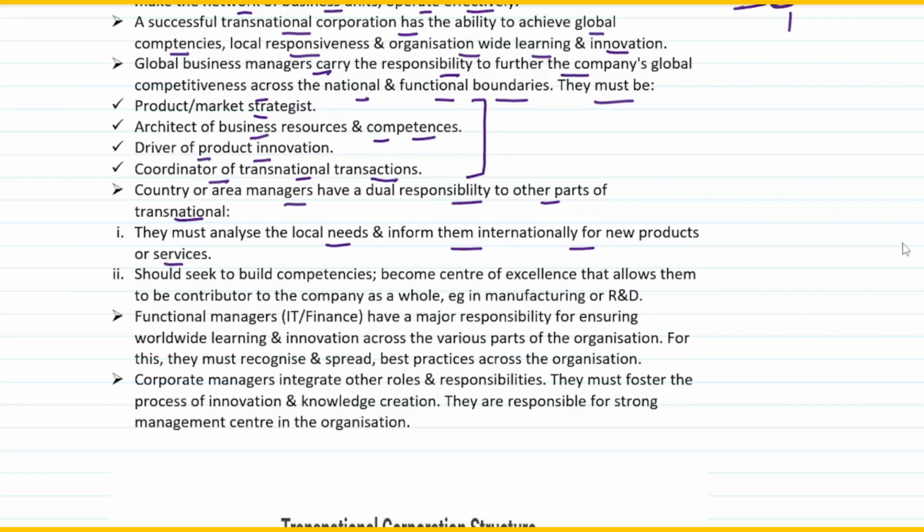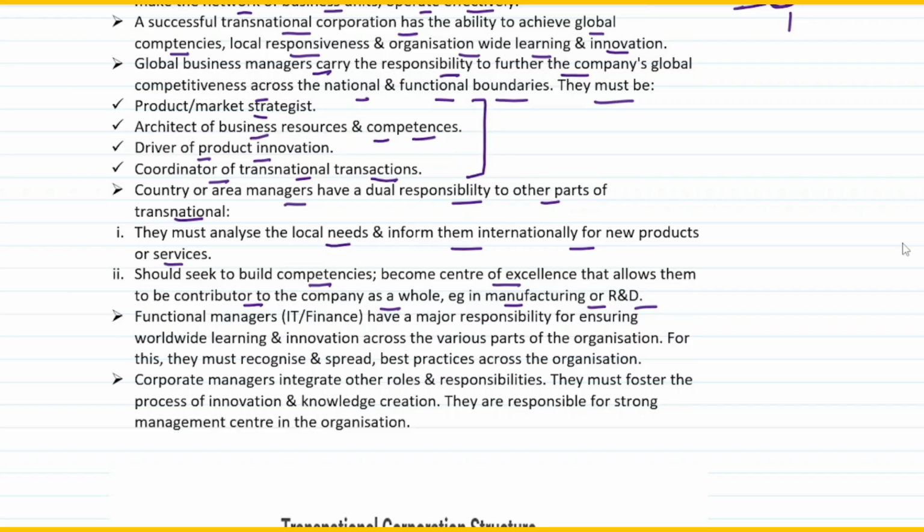Then they should seek to build competencies, become centers of excellence that allow them to contribute to the company as a whole, for example in manufacturing or R&D. So they should be a good contributor, especially in various departments like manufacturing and R&D, right? So they should be able to build such kinds of competencies.